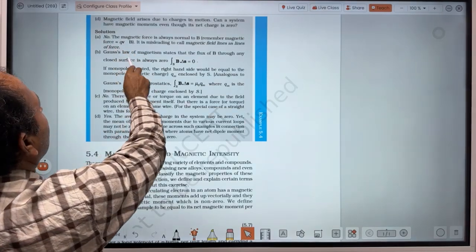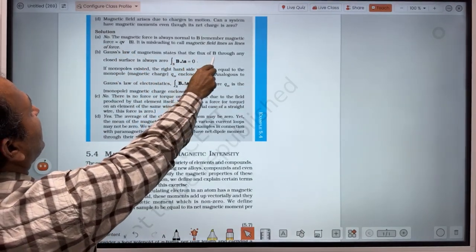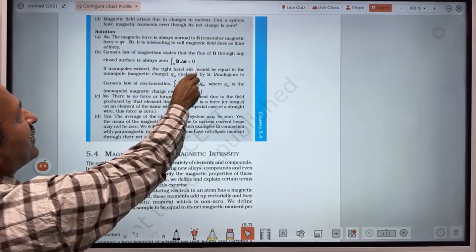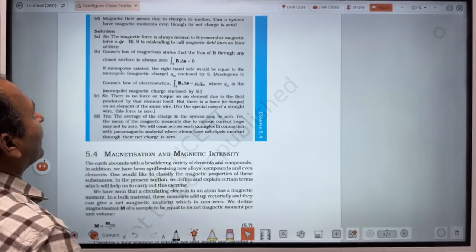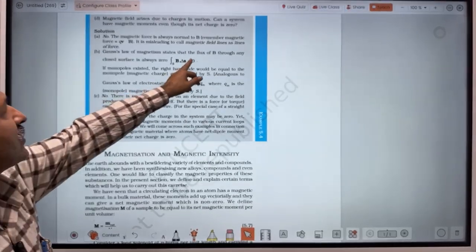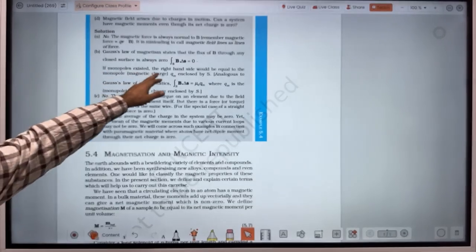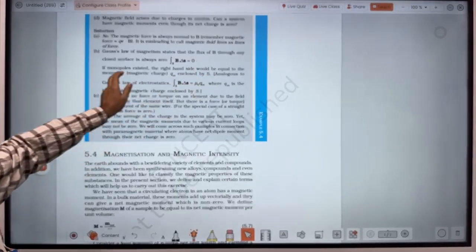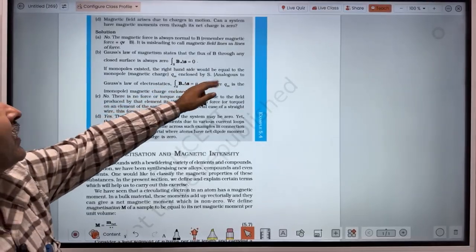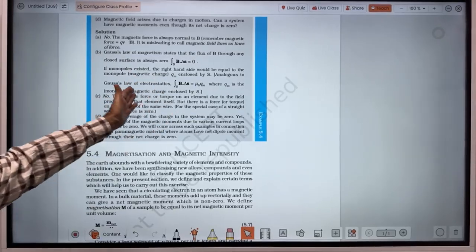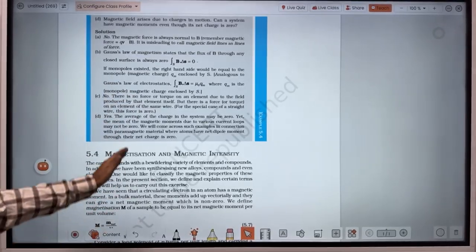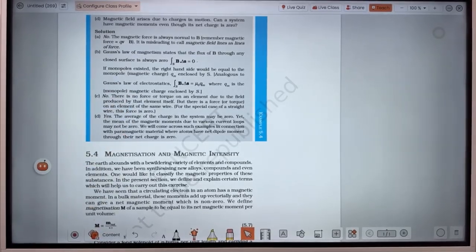So here let's read it. Gauss law of magnetism states that the flux of B through any closed surface is always 0. B dot dS equal to 0, that we know. If there is a monopole, this 0 will not be there. There will be pole strength instead. So if monopoles exist, the right hand side would be equal to the monopole enclosed by S. Correct? Analogous to the Gauss law of electrostatics. So that could be the correct answer.